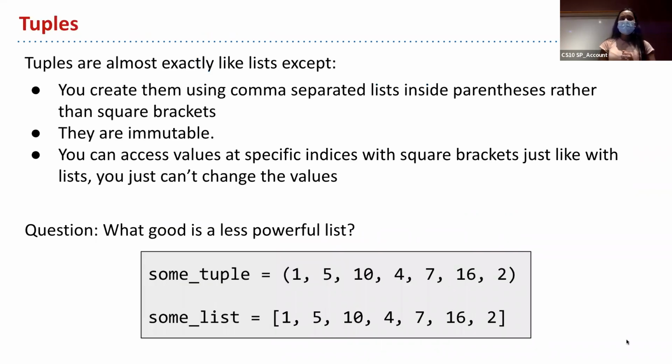Yeah, someone was asking about this yesterday, I think. So these are tuples, or tuples; people pronounce it differently. Basically, tuples are very similar to lists, except they're immutable, so you can't change them. You create them with parentheses instead of square brackets, and you can access values at specific indexes with square brackets, just like with lists, but you can't change the values. So a question here is, why do we even have tuples if they're the same as lists, but can do less?